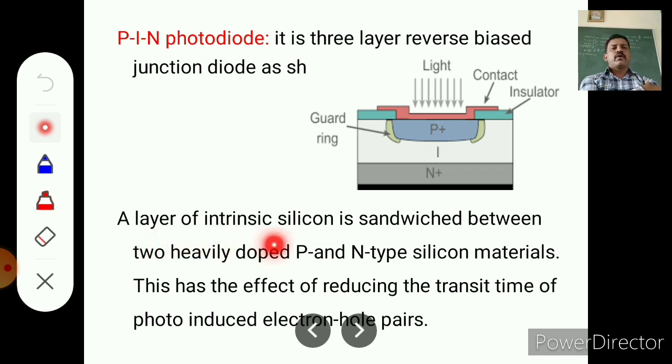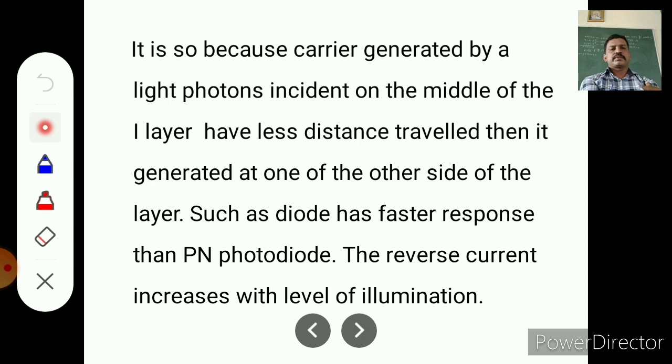A layer of intrinsic silicon is sandwiched between two heavily doped p and n silicon materials. This has the effect of reducing the transit time of the photo-induced electron-hole pairs. It is so because carriers generated by light photons incident on the middle of the intrinsic layer travel less distance than those generated at one of the other sides of the layer. Such a diode has a faster response than a PN photodiode.